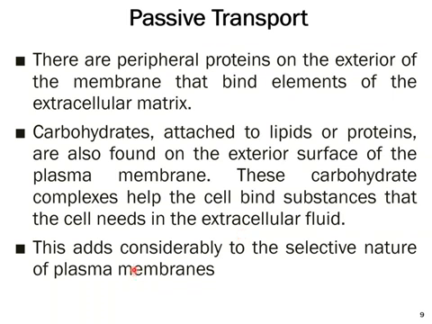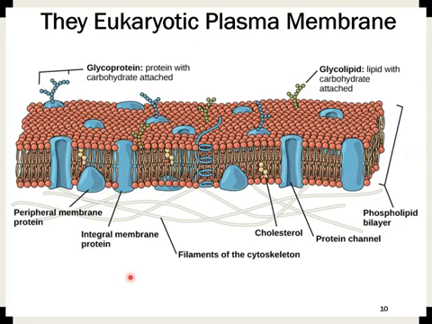So all these things add considerably to the selective nature of the plasma membrane. All these factors we just discussed add to the selectivity of the plasma membrane and make it selectively permeable. Now this figure has already been discussed many times in the fluid mosaic model. For now, we'll just look at it from the perspective of transport mechanisms.